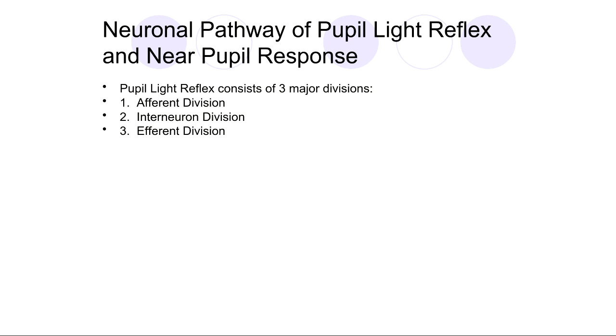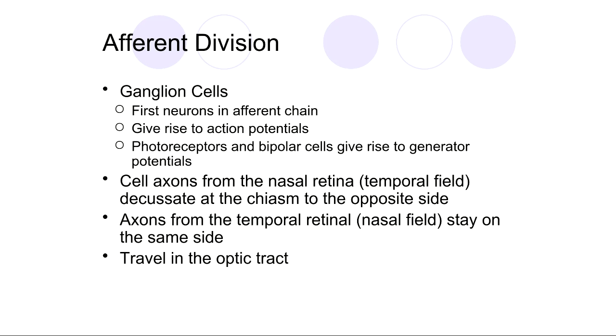So the parasympathetic pathways have three major divisions. You have an afferent division, an interneuron division, and an efferent division. Your afferent division is going to start with your ganglion cells, which are the first neurons in the afferent chains. They're going to give rise to the action potentials. The photoreceptor and your bipolar cells give rise to generator potentials.